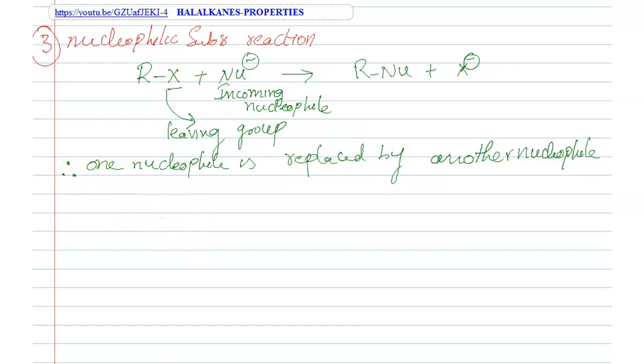Suppose we take one example, RBr. RBr with OH minus gives ROH plus Br minus. Here Br is a nucleophile, replaced by another nucleophile OH minus. So Br is known as the leaving group, the leaving nucleophile, and OH is known as the incoming nucleophile. One nucleophile is replaced by another nucleophile is known as nucleophilic substitution reaction.